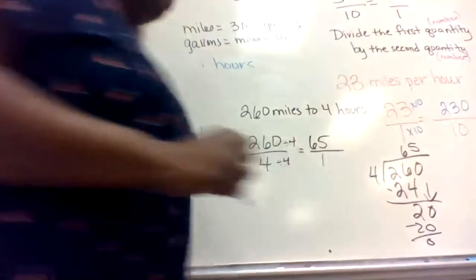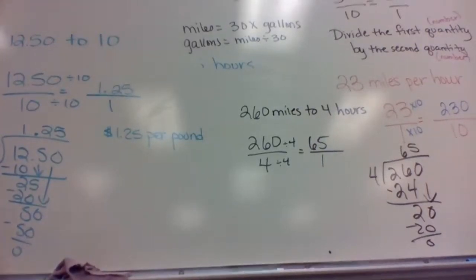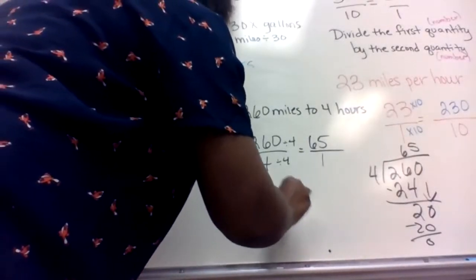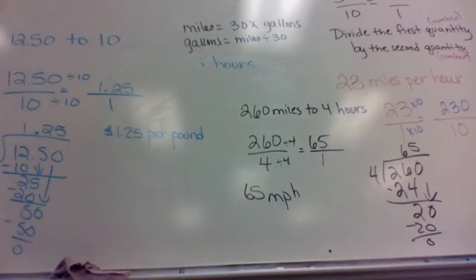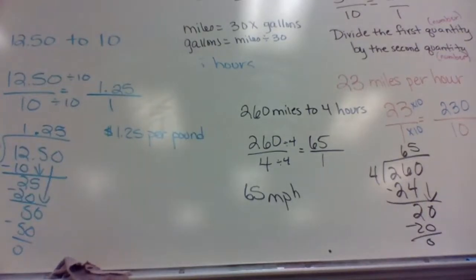So what does this mean? 65 to 1. What does that mean? 65 miles for 1 hour. Good. 65 miles per hour. Miles per hour. 65 miles per hour.